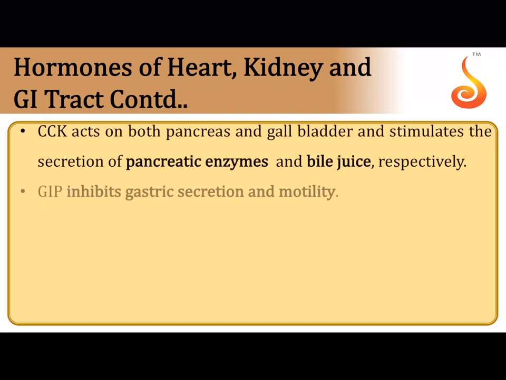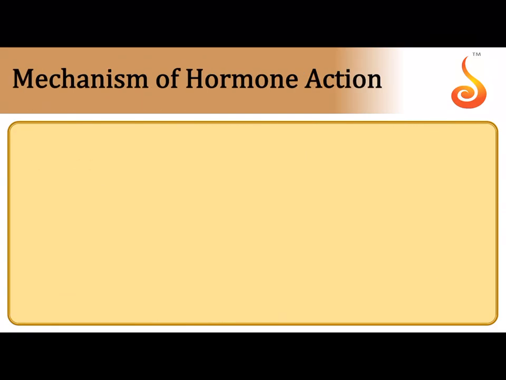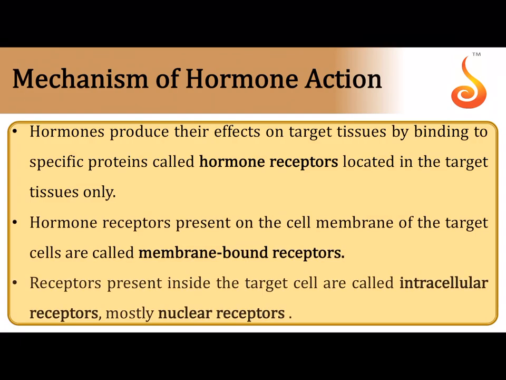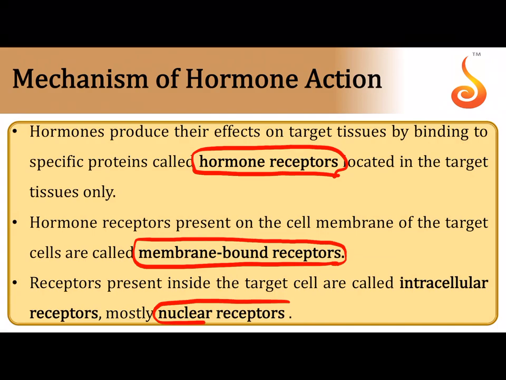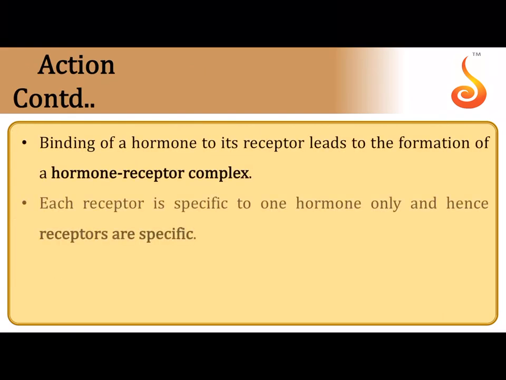So I have already discussed the functions of all of these hormones here. Okay. Now, how exactly do hormones act? Hormones have to go and bind to their target cells on specific hormone receptors. The receptors may either be on the cell surface in the case of membrane-bound receptors, or they may be inside the nucleus as intracellular or nuclear receptors.